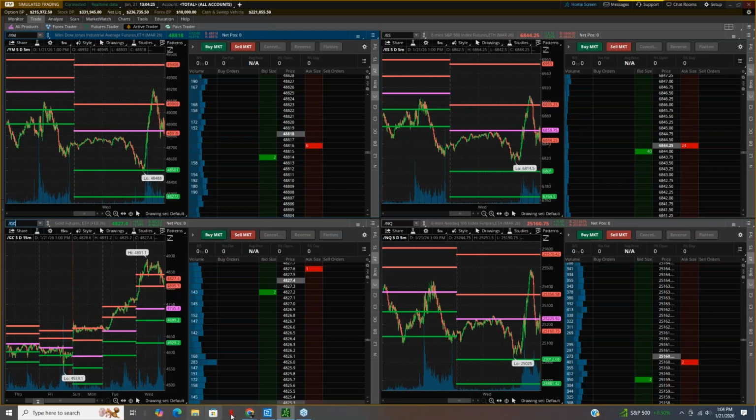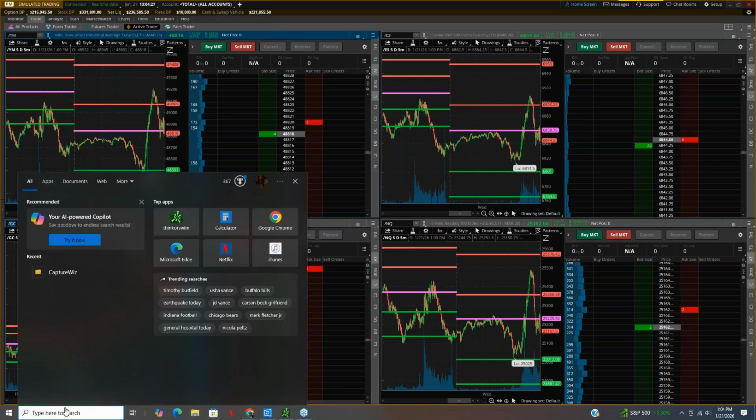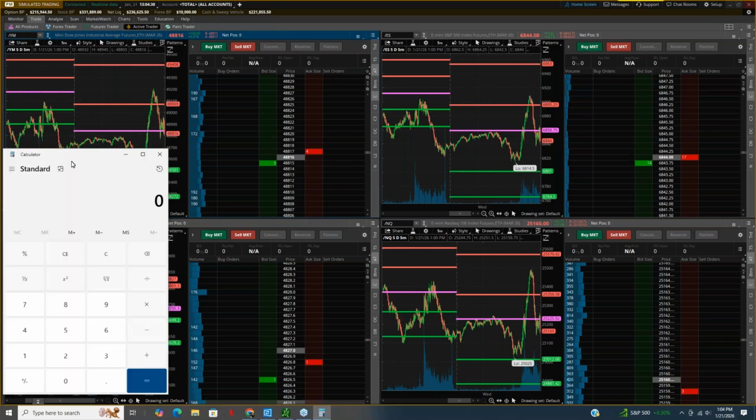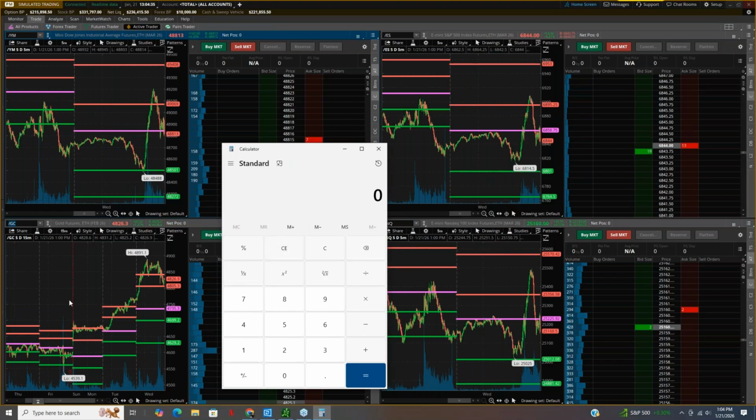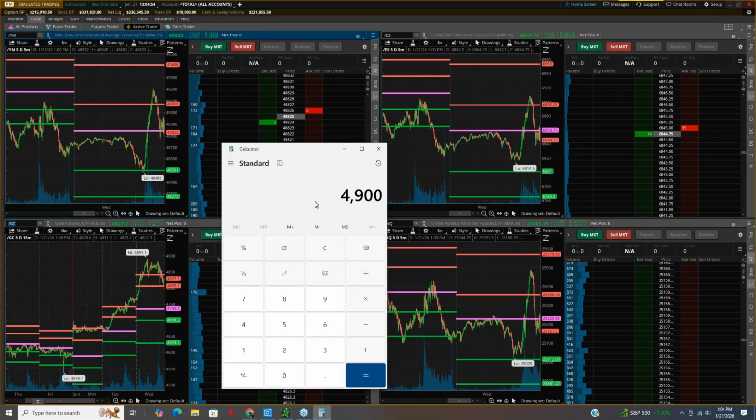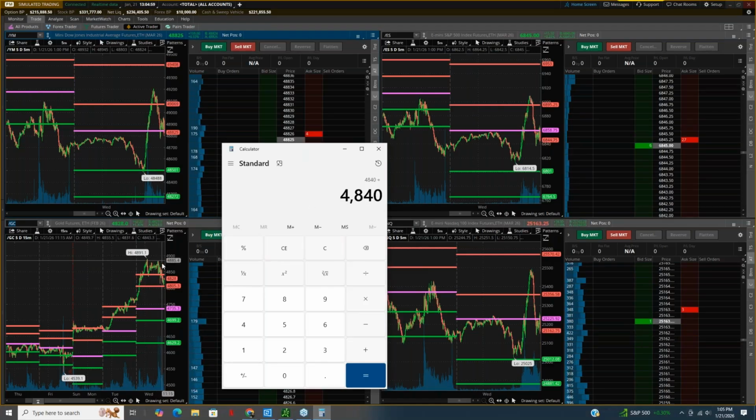And if we went 300 points up, calculator, no calculator. So if the total move is 300 points, then we would easily calculate that 20%, 0.2 of 300 points is 60. And therefore, your retraces are going to be 4,900 minus 60. That's a weak retrace: 4840, which is right here.